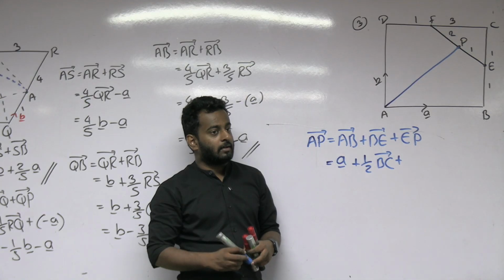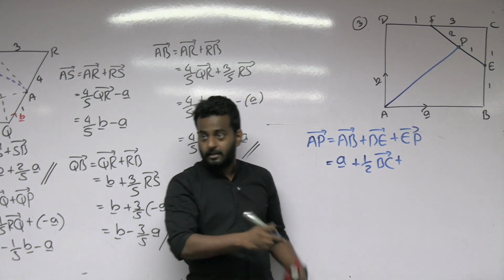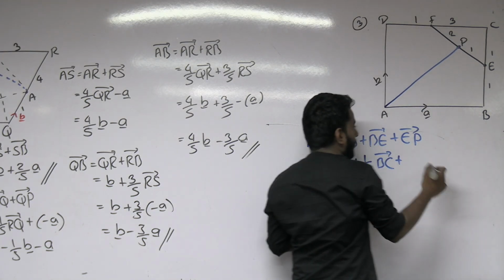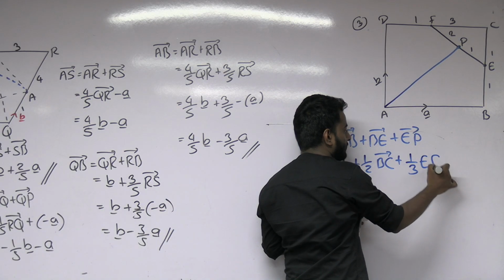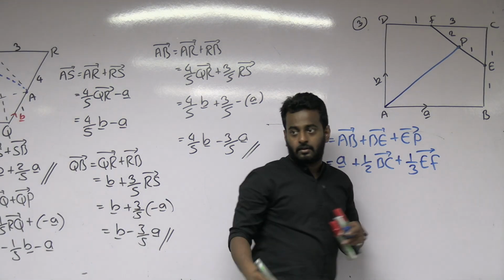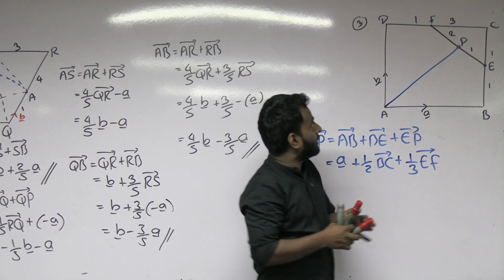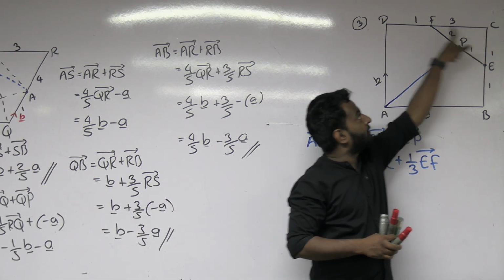EP is a portion of EF. Fine, right? Now EP is a portion of EF, so the ratio is 1 to 2. I can write EP as 1/3 EF. Are you okay with that? Fine. So now how to find EF? EF is a complete vector. You can write it as EC plus CF.